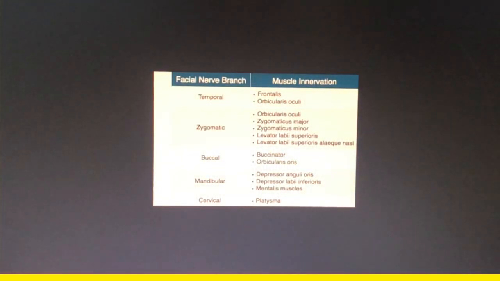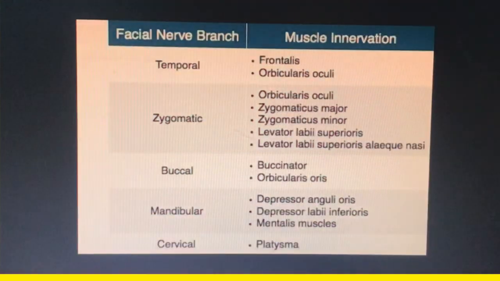Now we have the muscles. Come to the muscles. With the temporal branch, we have the frontalis and we have the orbicularis oculi. We have these two muscles that we are targeting when we are talking about Bell's palsy. These muscles are really affected. We have the zygomatic branch: orbicularis oculi, zygomaticus major and minor, the levator labii superioris, and the levator labii superioris alaeque nasi. That's an interesting name. Then we come to the buccal branch.